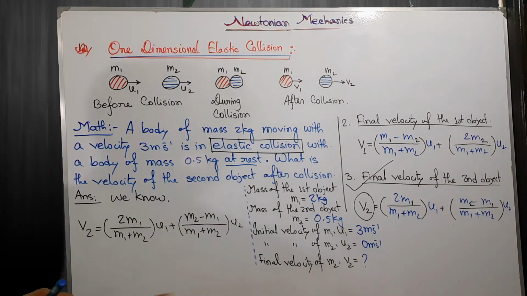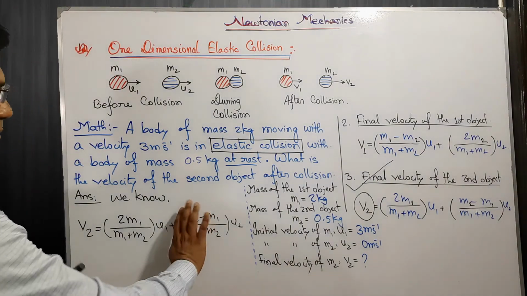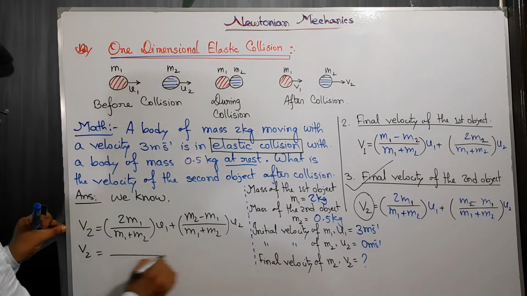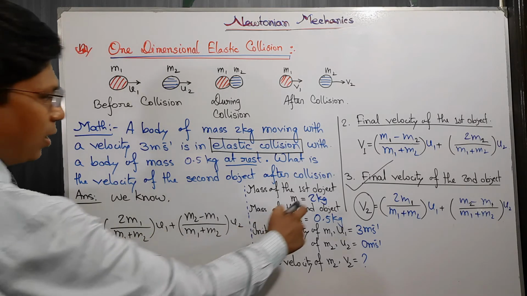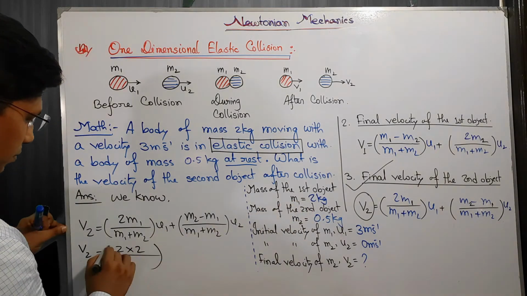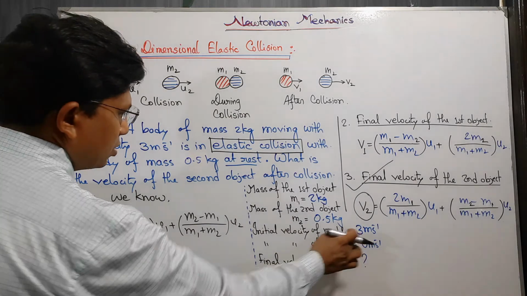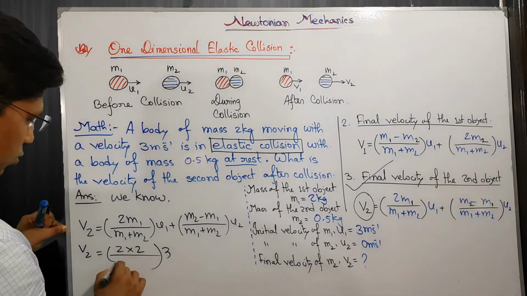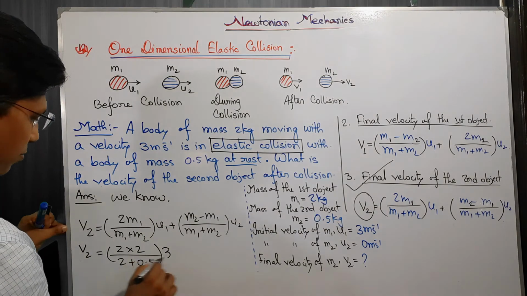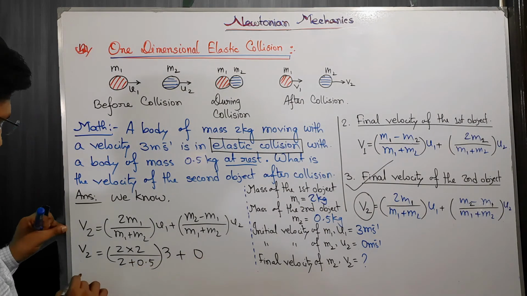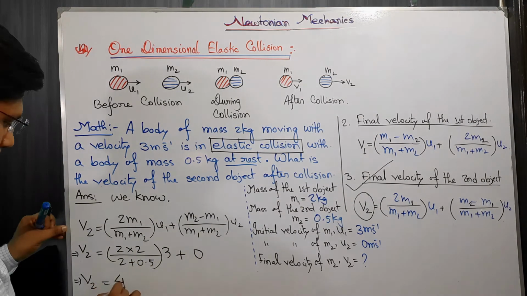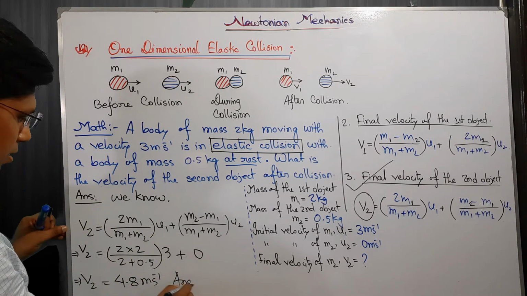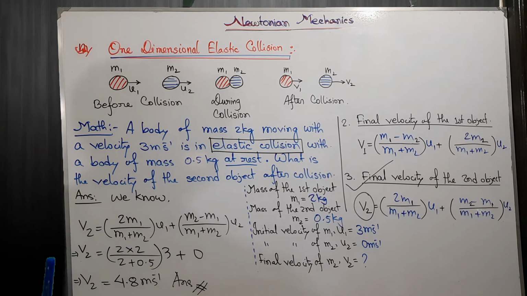Here u2 is 0, so this portion is 0, and the only remaining part of this equation is 2, m1 is 2, u1 is 3, over m1 plus m2, 2 plus 0.5, so the final answer is 4.8 meters per second. That is the answer. Very important and very easy.